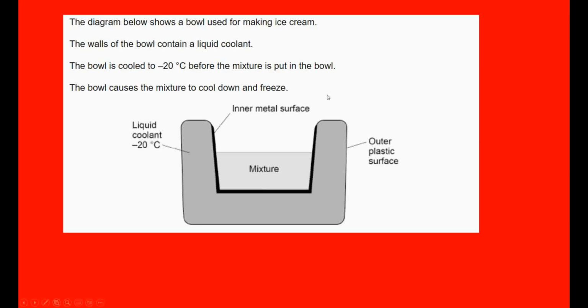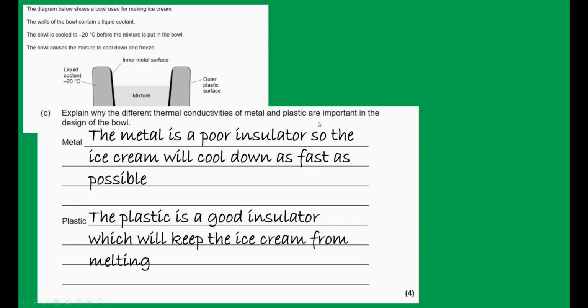This diagram shows a bowl that's used to make ice cream. Okay, we've got an outer plastic surface, we've got an inner liquid coolant, and we've got an inner metal surface, and then the mixture that we're turning into ice cream. Okay, you need to explain why the thermal conductivities of the metal and plastic are important in the design of the bowl. Look at what we've written here, see if they get any marks, and see if you can improve it. Pause the video now.